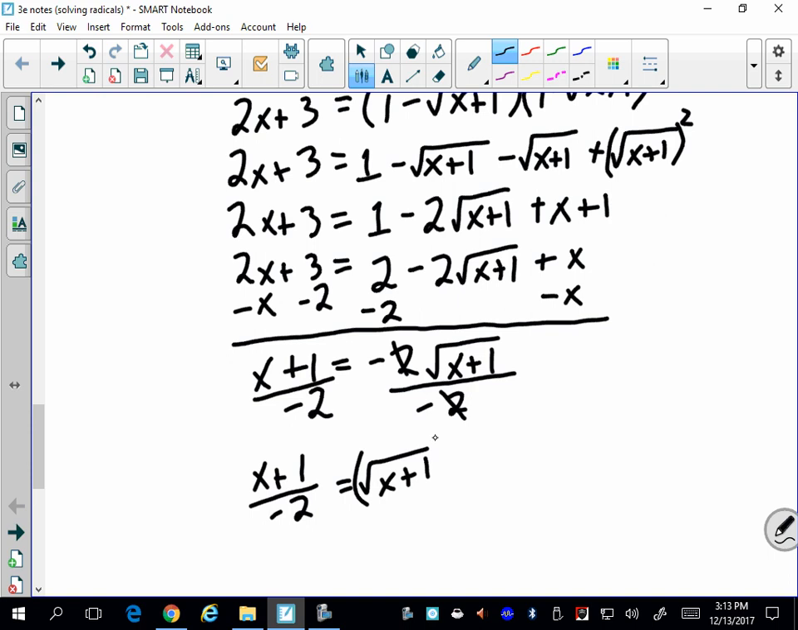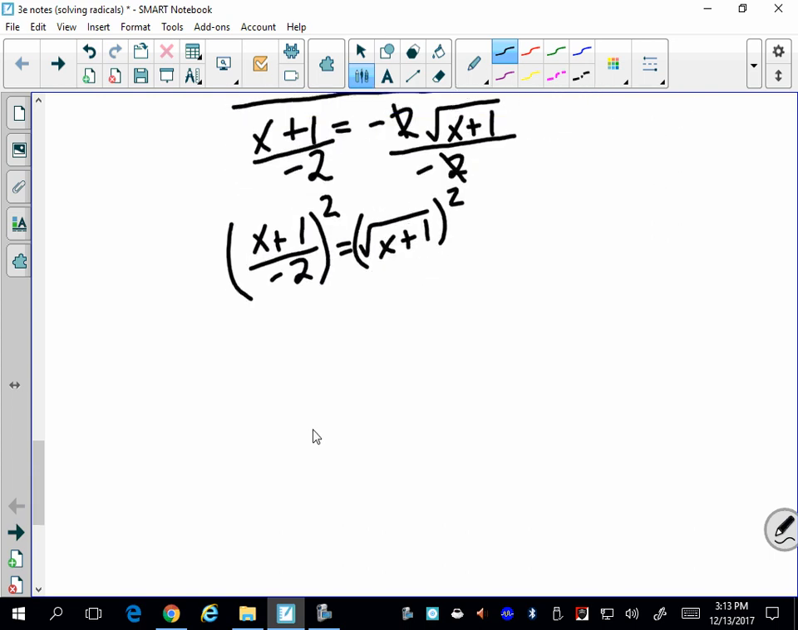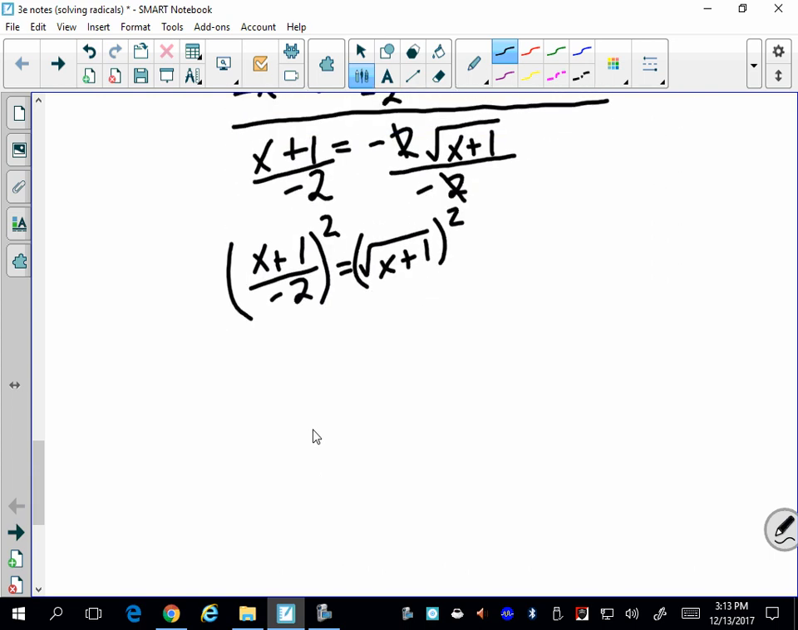Now squaring this side, it's going to look kind of crazy, but I'll try to make it simple. You square the numerator, and then you square the denominator. So if you square the numerator, that's x plus 1 squared, so that's x plus 1 times x plus 1. That's going to give you x squared plus 2x plus 1 in the numerator. Square the denominator, you get 4. And that's going to equal x plus 1.